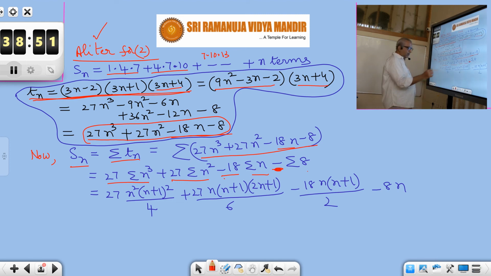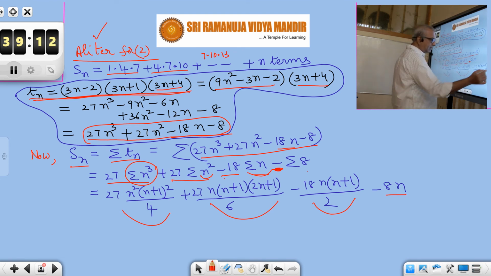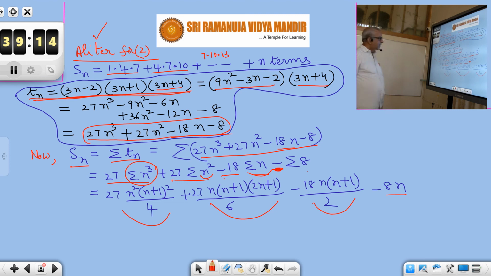Okay. Now we have the formulas for sigma n cube. Sigma n cube is what? n square into n plus 1 whole square by 4. Sigma n square is what? n into n plus 1 into 2n plus 1 by 6. Minus 18 into what is sigma n? n into n plus 1 by 2. Minus sigma 8. Sigma 8 is 8n. This is the sum. In the previous method, same Sn, we have found a different formula.